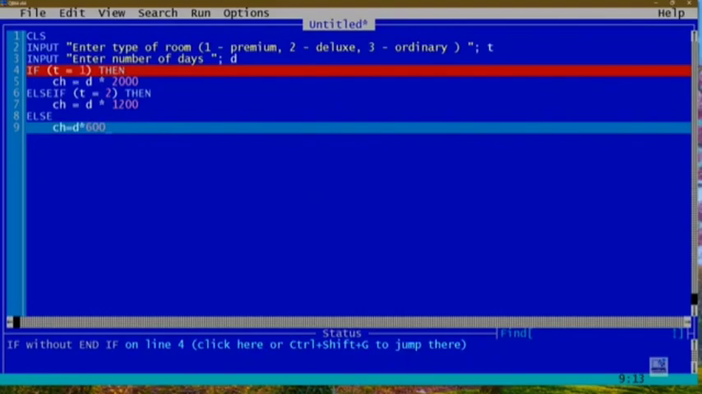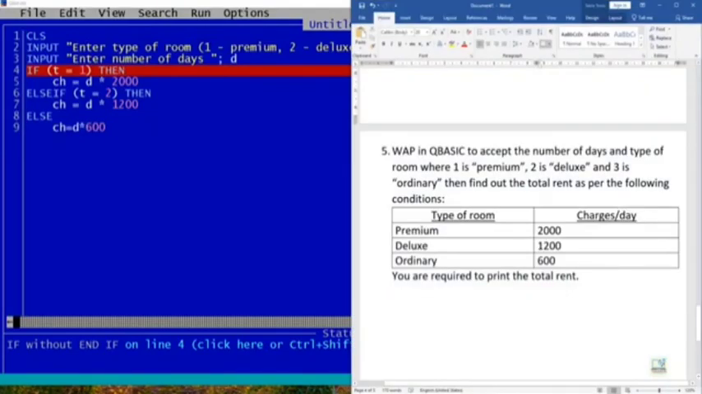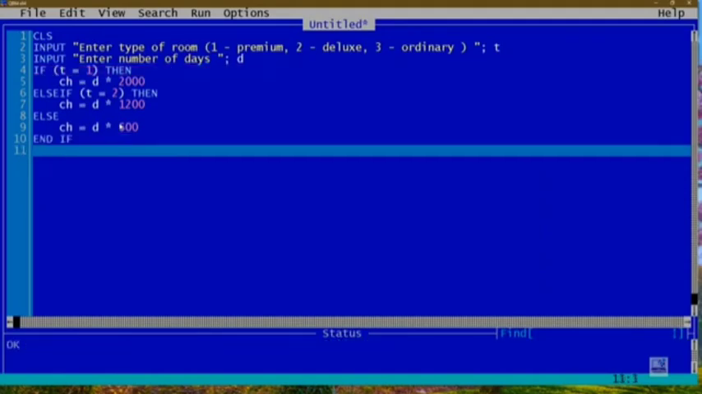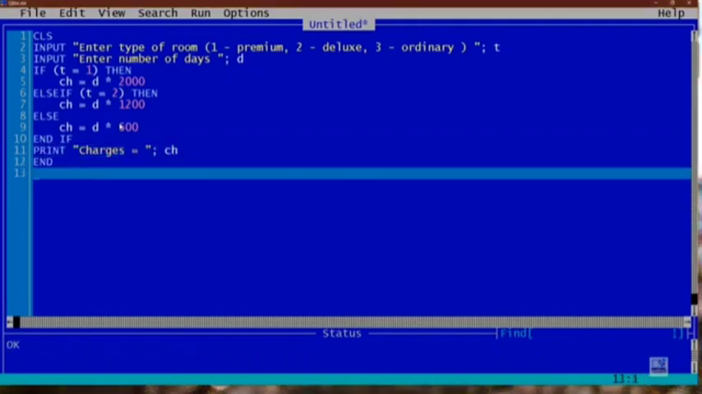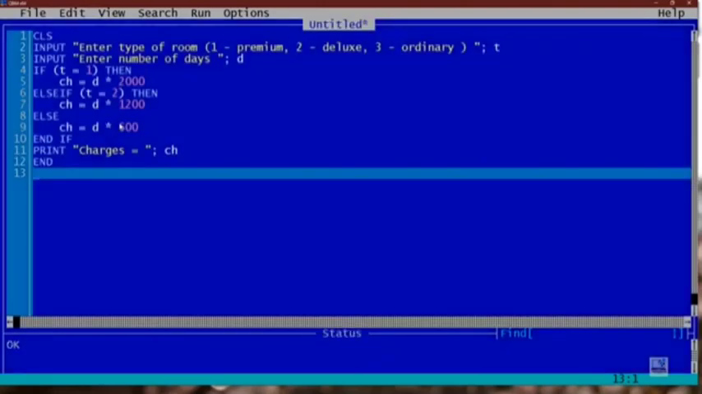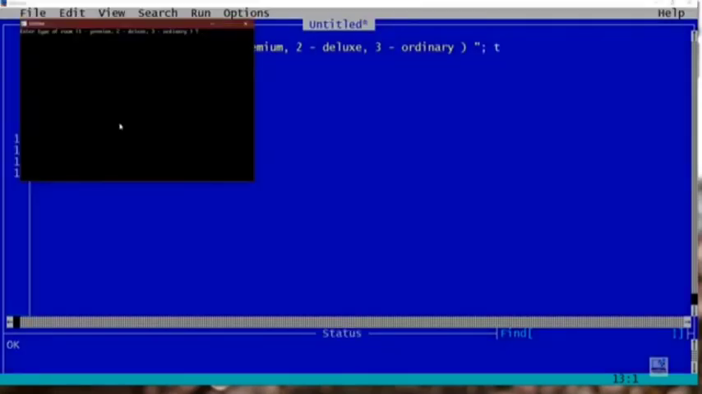Okay, so it is 2000, 1200 and 600. Done. Then end if and print. After that, what to print? The charges or room rent, whatever you say it. CH end. Complete. Executing the program now. Output window is coming. Enter type of room, 1 for premium, 2 for deluxe, 3 for ordinary. I am entering 2 deluxe. Enter number of days 10, so it will be like 12,000.